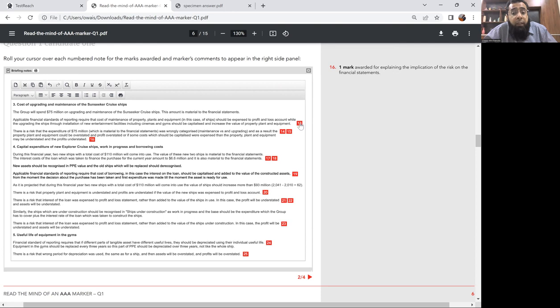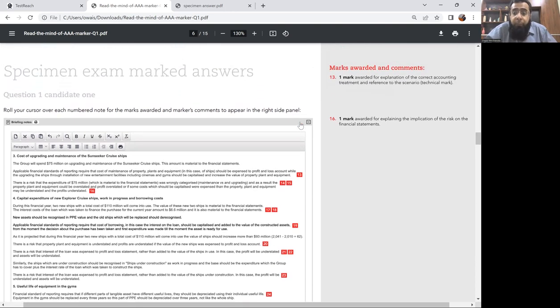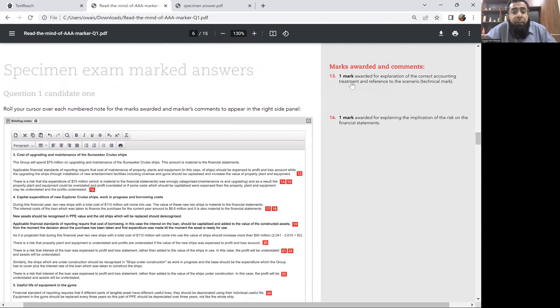He's applied it very well. He has explained the relevant rule. Okay, the note 13 is, note 13. 1 mark awarded for the explanation of correct accounting treatment and reference to the scenario.